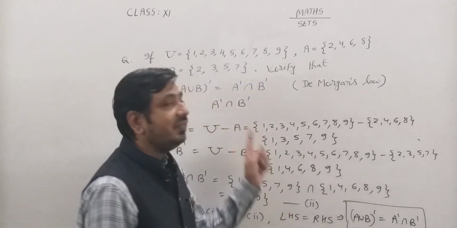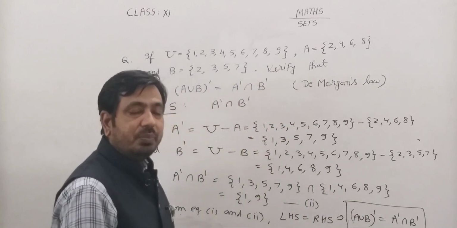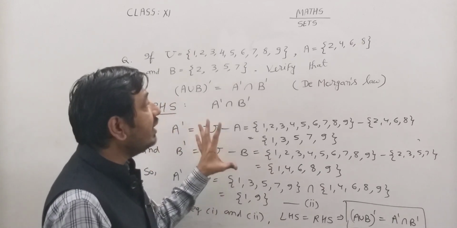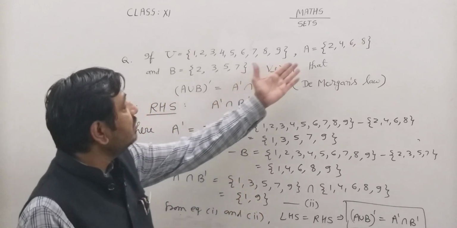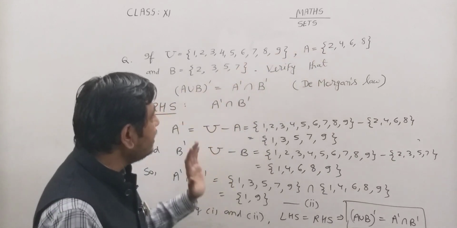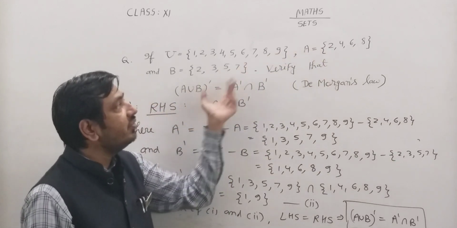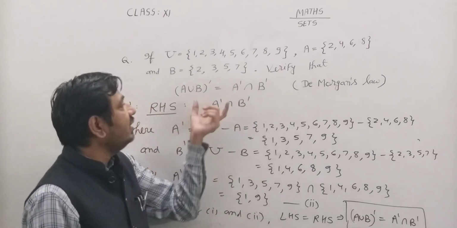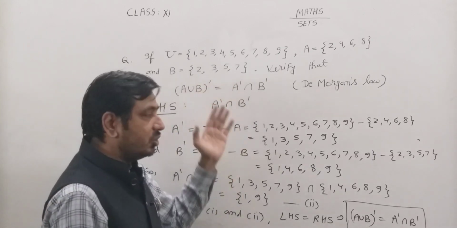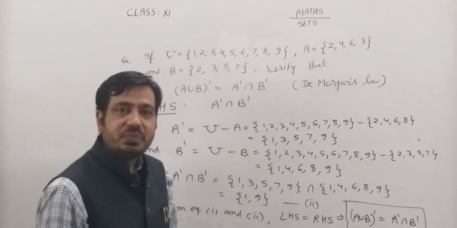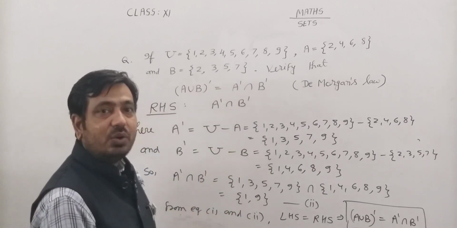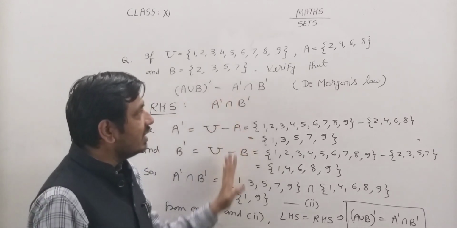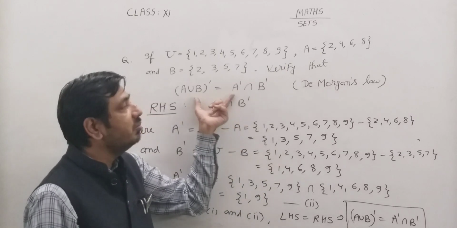Class, it is only verification. In the next video, we will prove De Morgan's law. It is only the verification. You are taking some sets A and B, and then this De Morgan's law is verified for the given sets. But class, if we want to prove De Morgan's law, then the procedure is different. In the next video, we will discuss how you prove De Morgan's law. But class, this is the verification of De Morgan's law.